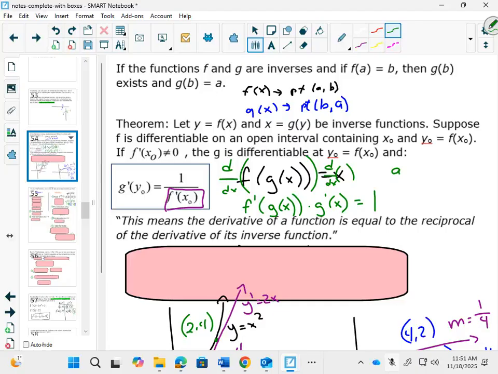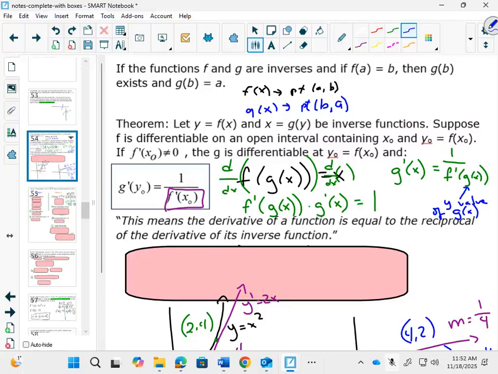So if I want to get g prime by itself, I could just divide both sides by f prime of g of x. And technically, g of x is the y value, right? Like g of x means the y value on that function, on g of x's function. And the y value on g of x's function would be the x value on f of x's function.